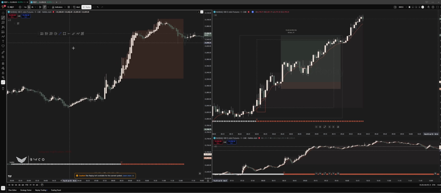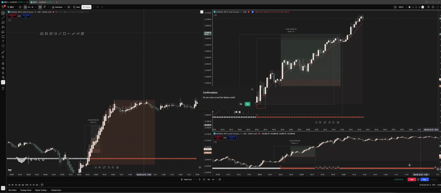This is kind of a similar one. We had M5 structure pre-market, so something to consider. This is the open candle here. So let's just look at that.